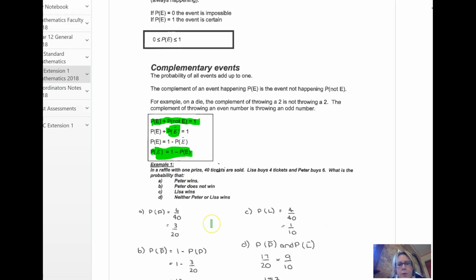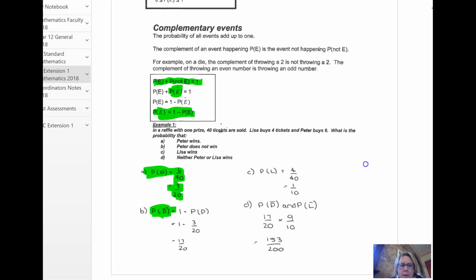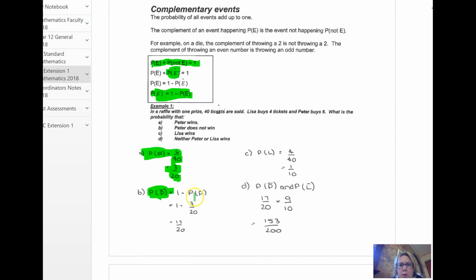If a raffle had one prize, 40 tickets were sold, Lisa buys 4 and Pete buys 6, what's the probability that Pete wins? Notice how I've set it out. Probability of Pete, 6 on 40, 3 on 20. Pete doesn't win. I've got a line over my Pete. And I could have just said that it was 34 tickets, or I could have said it's 1 minus Pete winning, and I would have got the same answer.